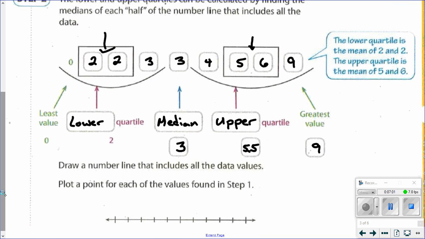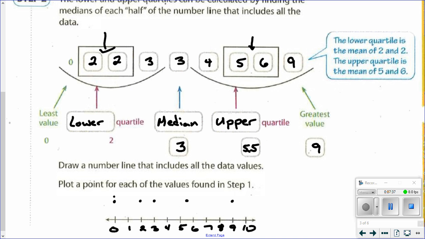for our box plot. And so to do the box plot, you first start with a number line. So 0, 1, 2, 3, 4. Make sure you don't skip any numbers. Make sure everything's sequential. 9 and 10. And then I'm going to plot these 5 values. So the first value is the least, that's 0. The lower quartile is 2. The median is 3. The upper quartile is 5.5, so between 5 and 6. And the greatest value is 9.